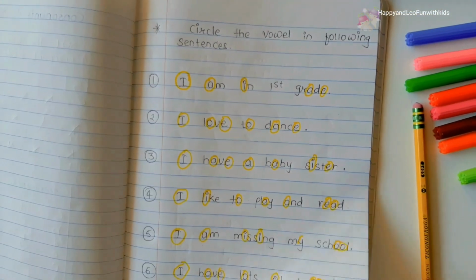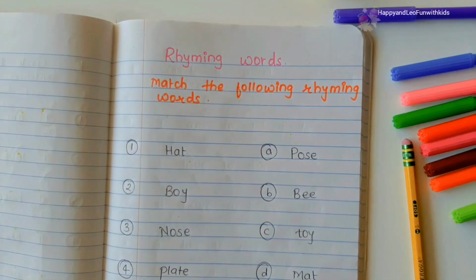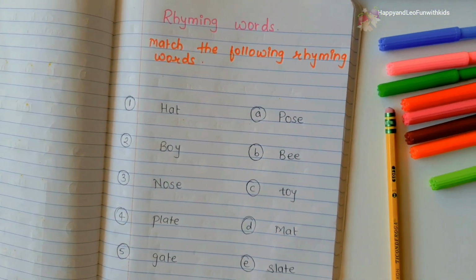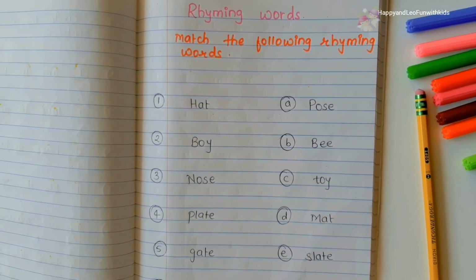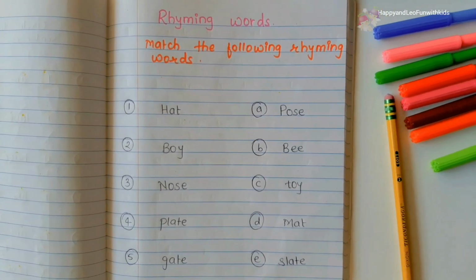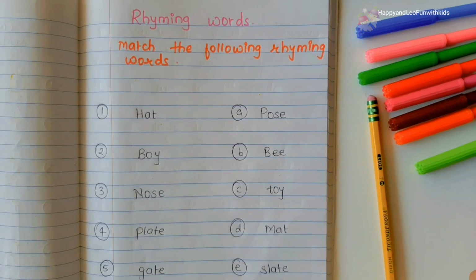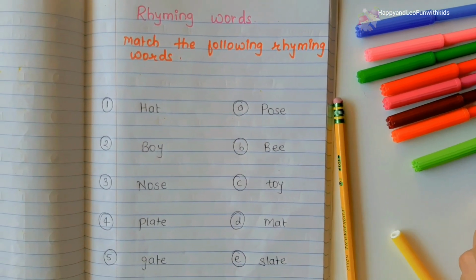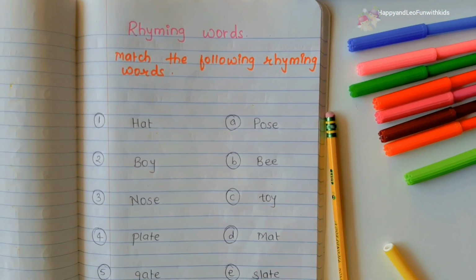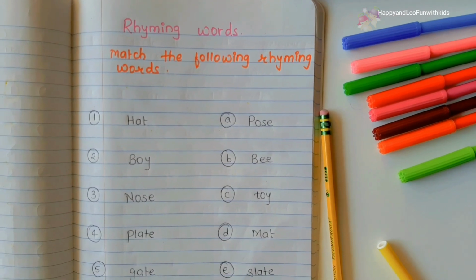So moving to the next worksheet. Rhyming words, I love rhyming words. We are done with consonants and vowels. And the second topic in the English worksheets is rhyming words. Rhyming words is my favorite. Can you read this instruction? Match the following rhyming words.